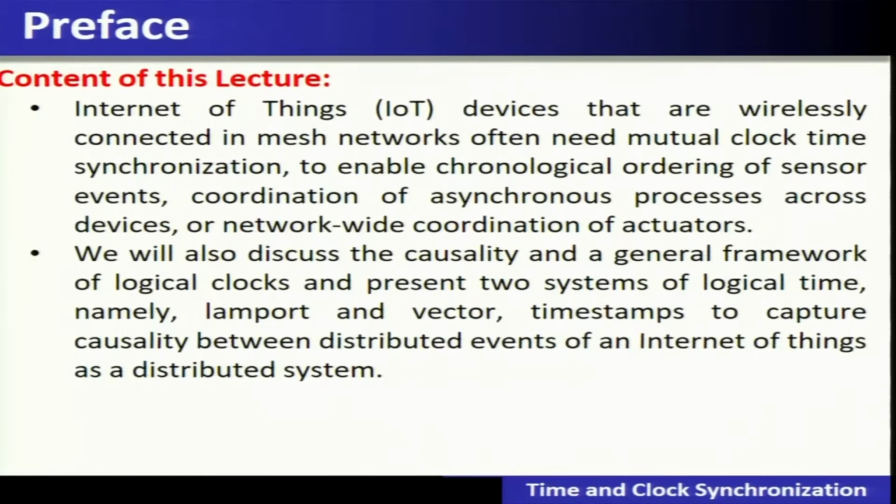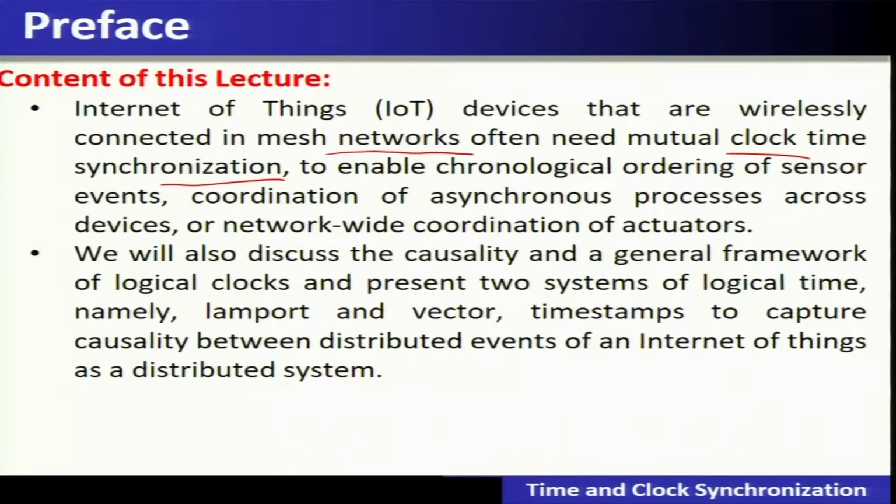So again, summarizing the motivation of this lecture: Internet of Things devices are often deployed to form a connected wireless network, or you can also say a network of IoT devices. These IoT devices need to send data with a timestamp. Therefore the clocks are running in these IoT nodes, and often, to have the correct ordering of the events of the sensor data, they require mutual clock synchronization at all points of time.